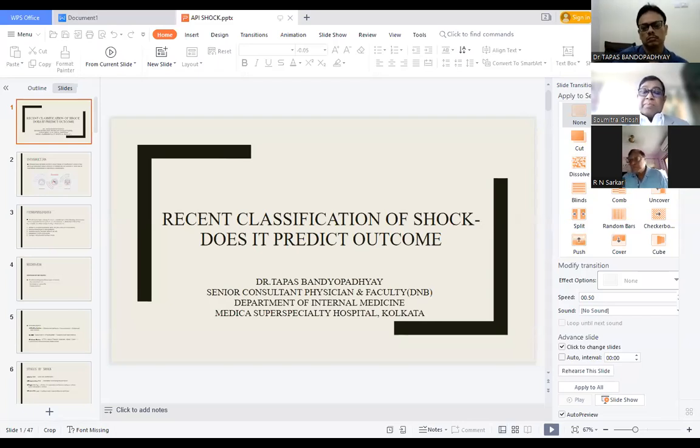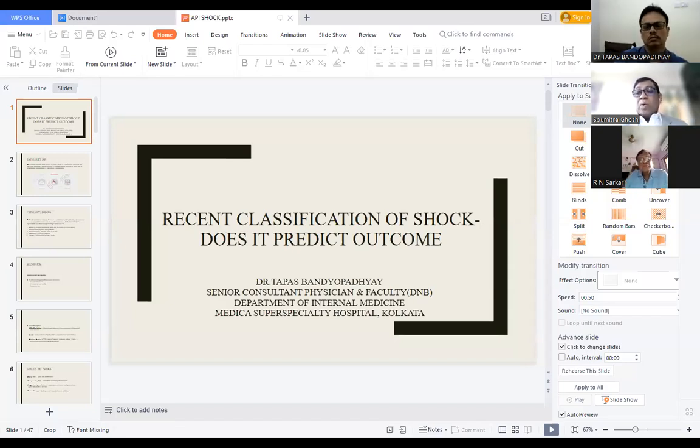So he will be discussing this important topic, which Professor R.N. Sarkar described as a very life-threatening condition of circulatory failure, which causes inadequate oxygenation of the tissues and cells to meet their metabolic needs, producing cellular and tissue hypoxia. So Dr. Tapas Bandyopadhyay will describe this recent classification of shock. Actually, shock has different classifications in different textbooks. It often causes confusion, but a systematic approach: does it predict outcome?